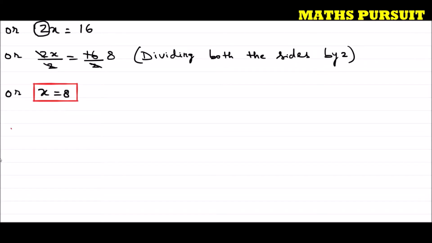Now we should do a check. How will we do a check? Let us see. Check. Now let us rewrite the original equation that the question has given us. The question has given us x minus 5 divided by 3 is equal to x minus 3 divided by 5.